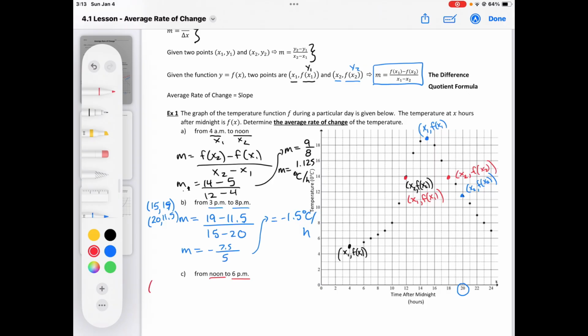When we look at those values, our first point is 12 and 14, and our second point is 18 and 14. Now when I find the difference between my y coordinates and the difference between my x coordinates, this says that there is a rate of change of 0 degrees Celsius per hour between those two values.